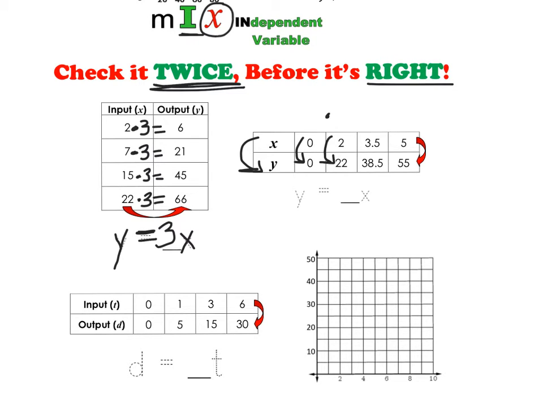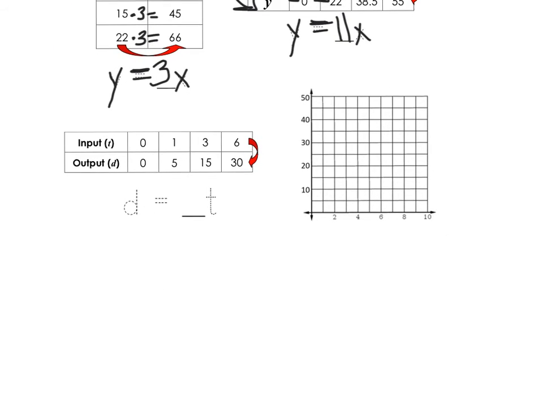So I could also say times 11. So 2 times 11 is 22. I'm not really sure what 3.5 times 11 is. We could work it out, but we can do 5 times 11 in our head, and 5 times 11 is 55. So I did check it twice. So I'm confident my rule is y equals, and then since we're multiplying x by 11, we'd put 11x, because that means 11 times the value of x.